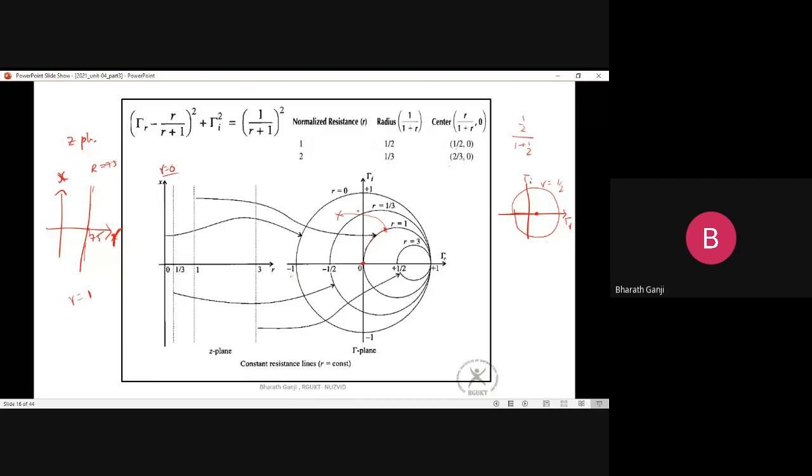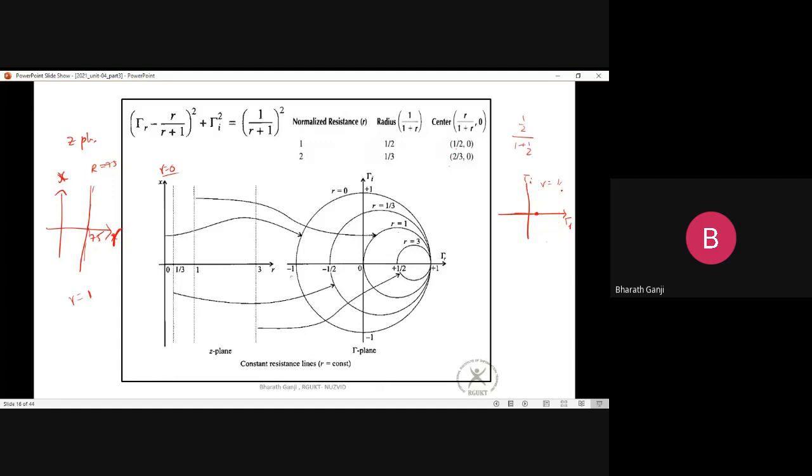As I said, all roads lead to Rome: all the points finally have to go to the center point, because the center point on the complex tau plane is the origin. The reflection coefficient here is 0, which implies a matched load condition. So the r equal to 1 circle is a very important circle while doing matching, and you need to understand where the r equal to 1 circle is.